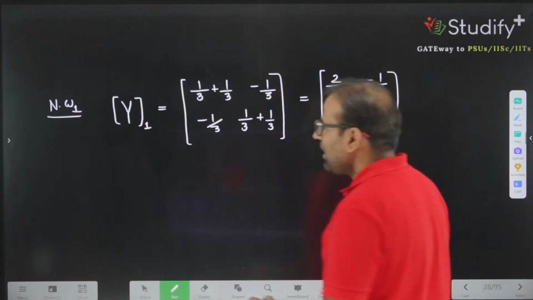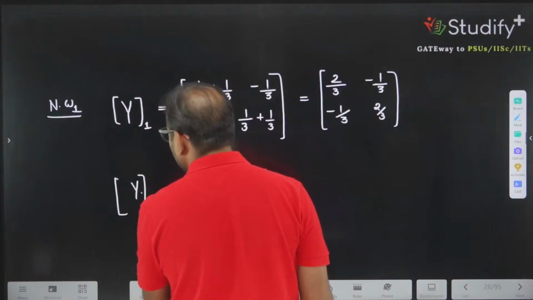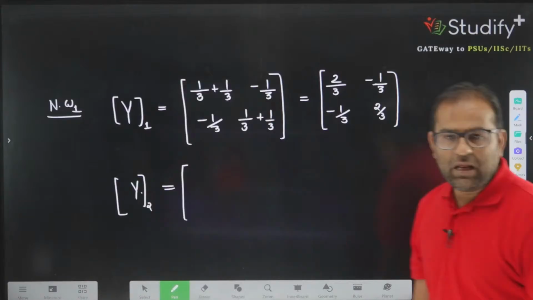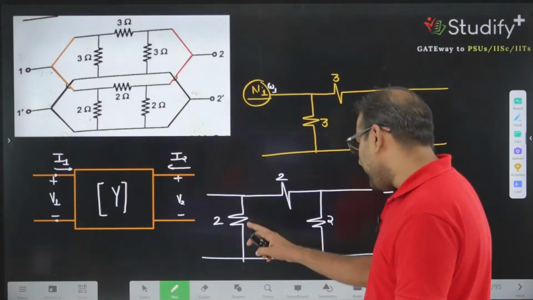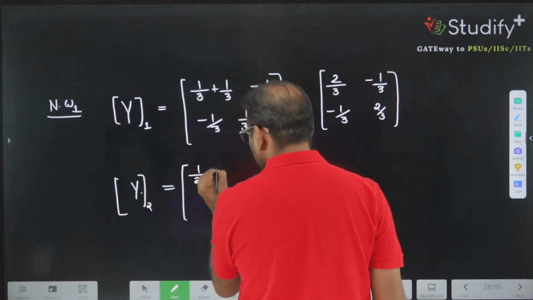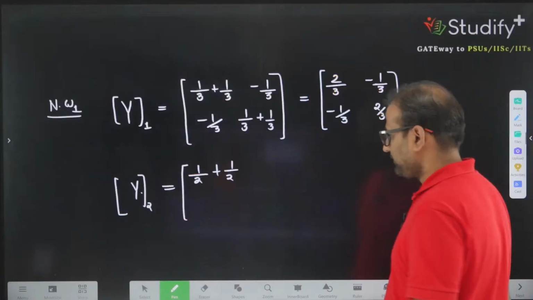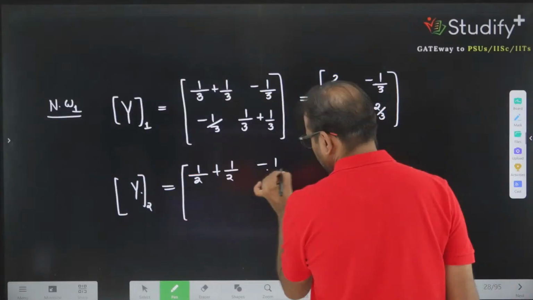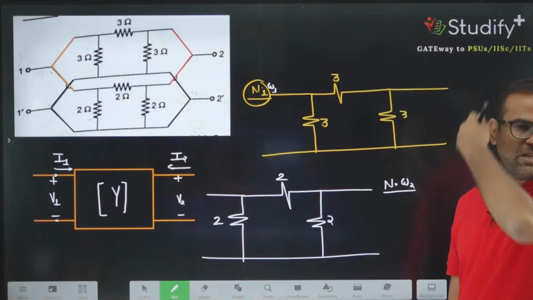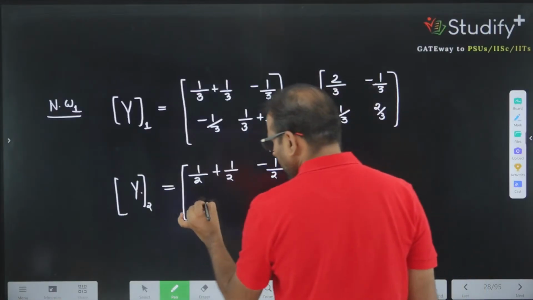Now we are interested in the y parameter for the second network. We are interested in the y parameter of network number 2. And when we go to network number 2, what is the y parameter? y11 is 1 by 2 plus 1 by 2. y12 is the negative of this, minus 1 by 2. y21, again this network is also a resistive network, and resistive networks are always symmetrical, so this value is also minus 1 by 2.